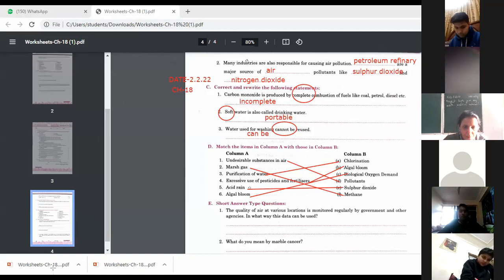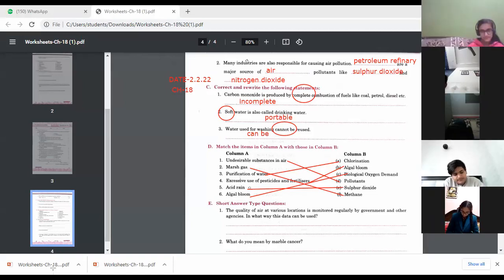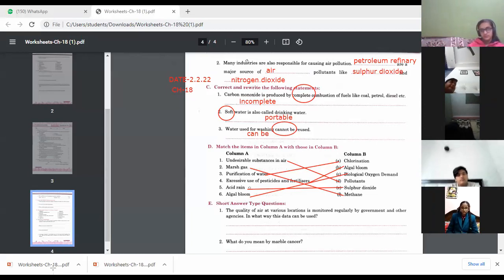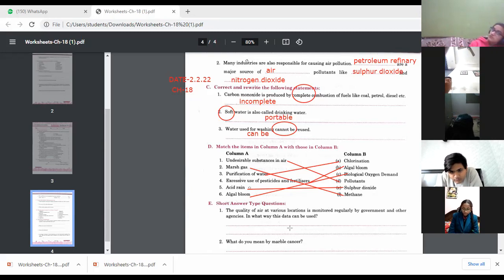Next comes the question answers. The quality of air at various locations is monitored regularly by government and other agencies. In what way can this data be used? You know, we are getting the AQI index. आपको पता है? Air quality index. Yes, ma'am. Every day you are getting. That's why we come to know that pollution is much or pollution is low. So, who is doing it? Regularly, the government and other agencies are monitoring it. So, in what way are we using this data? हम कहाँ पे use कर रहे हैं इस data को?